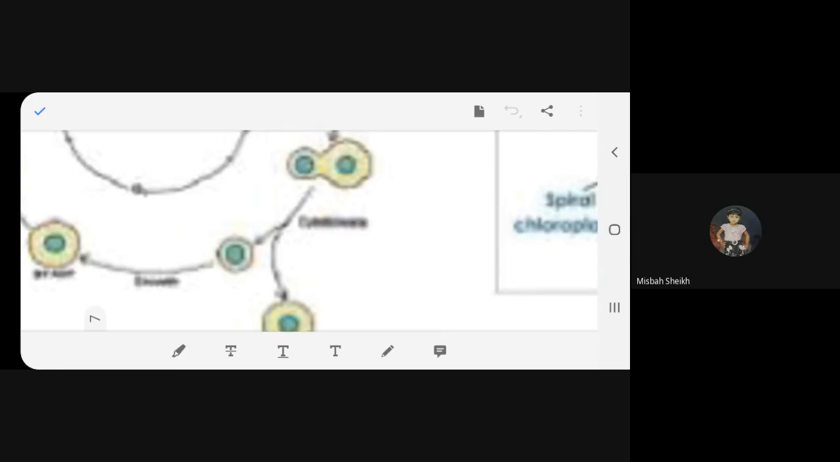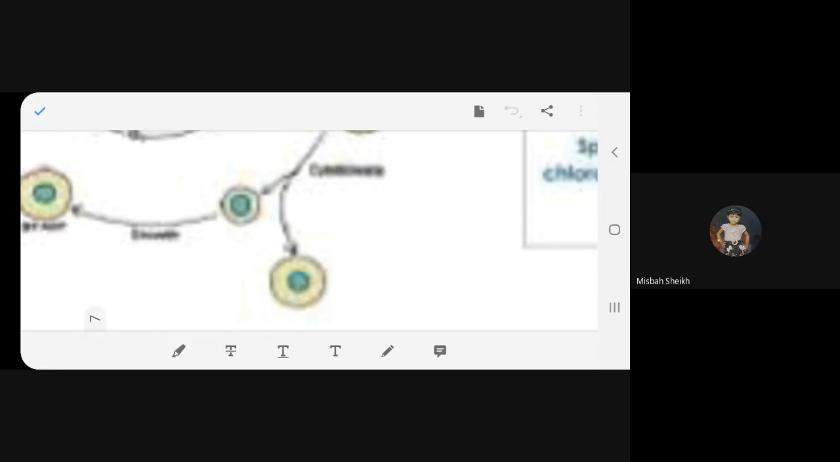So the parent is giving rise to a new baby. Understood, beta? See, now these two are behaving like new individuals. This is called budding.